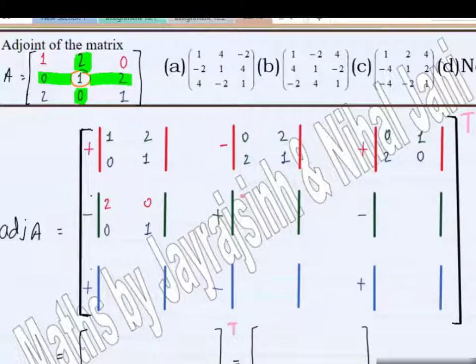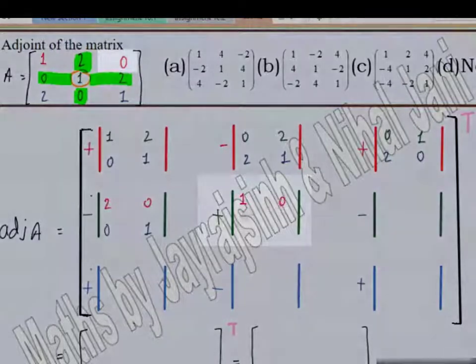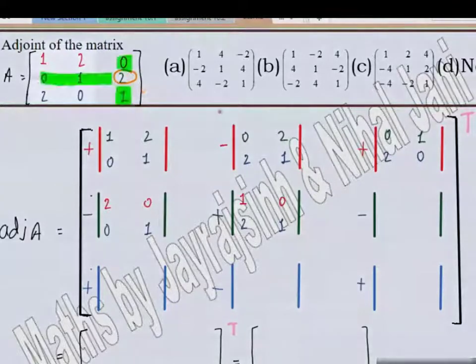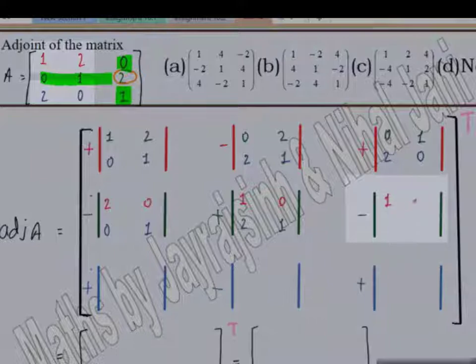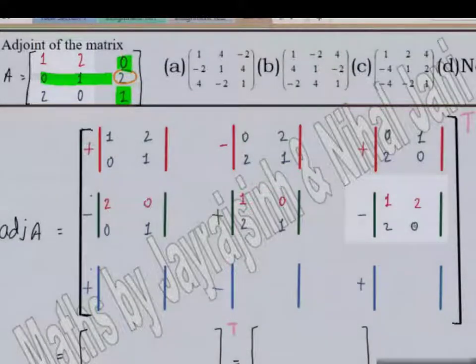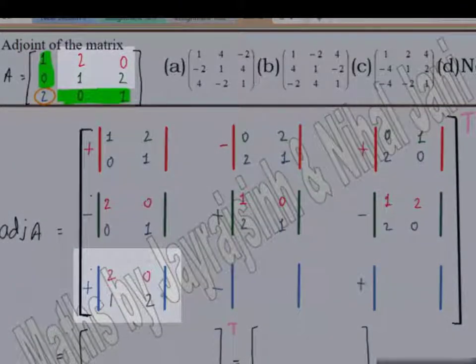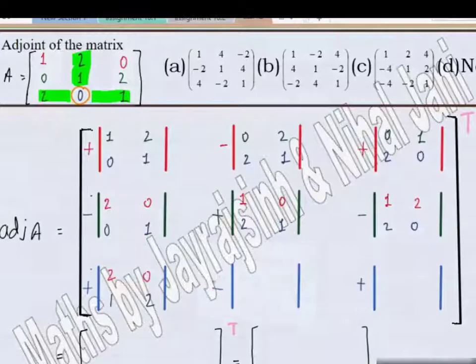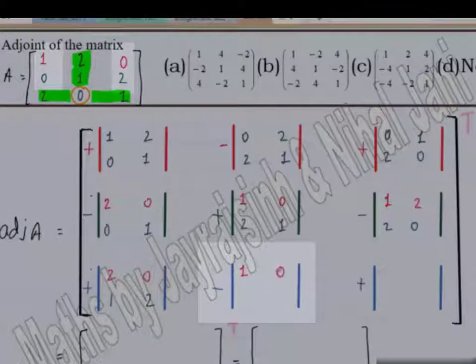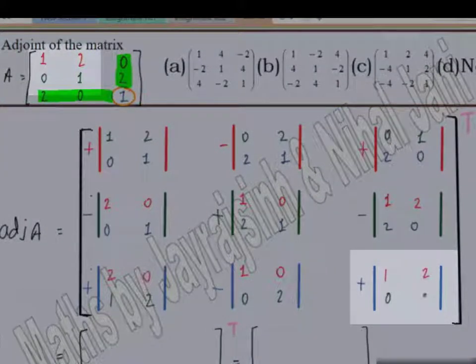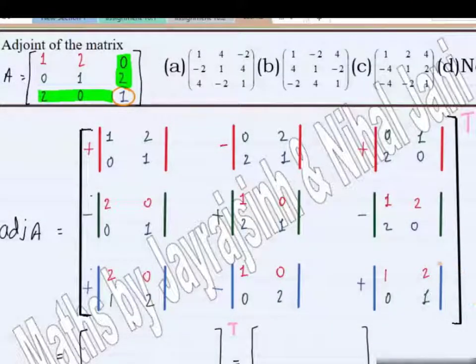So here we'll get 1 0, 2 and 1. Similarly, cofactor of last element of the second row will be 1, 2, 2, 0. Then next cofactor is 2, 0, 1, 2, then minus 1, 0 and 0, 2, and the last one is 1, 2, 0, 1. So here we complete our first step.